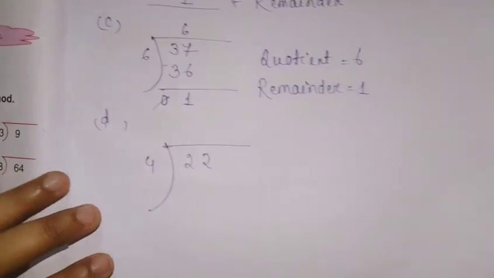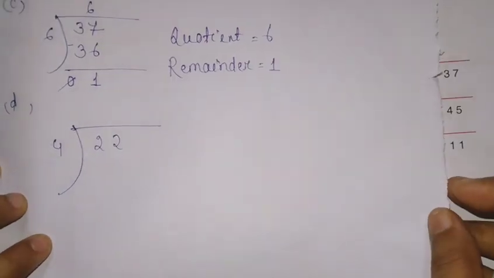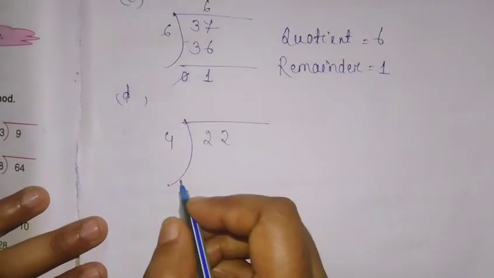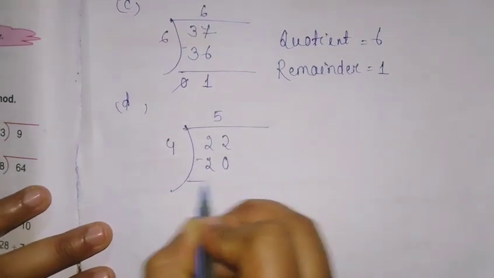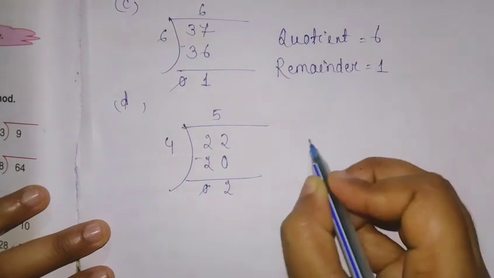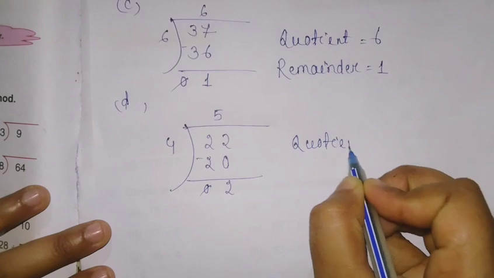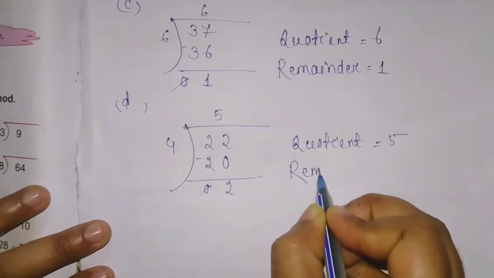22 is not found in the table of 4. So, we recite till you get the number which is just less than 22. Then 4 5s are 20. Then 2 minus 0 equal 2. Then 2 minus 2 equal 0. Here quotient is equal 5 and the remainder equal 2.